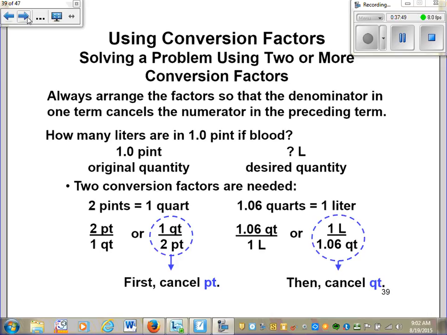We have two equalities. 2 pints is 1 quart. 1.06 quarts is 1 liter. That's what we're given. We can make conversion factors: 2 pints per quart, 1 quart for 2 pints. For the second equality, 1.06 quarts per liter, or 1 liter for 1.06 quarts. We can't go directly from pints to liters, so we weren't given an equality for that. So we can go from pints to quarts, then from quarts to liters. 2 steps.